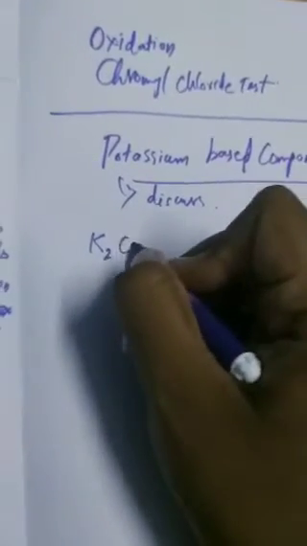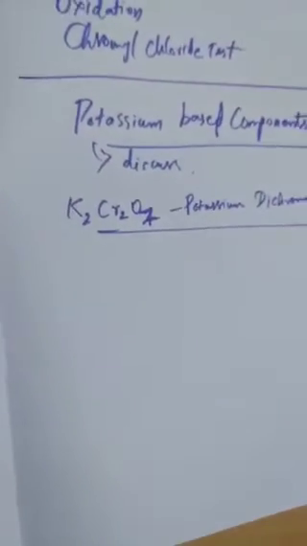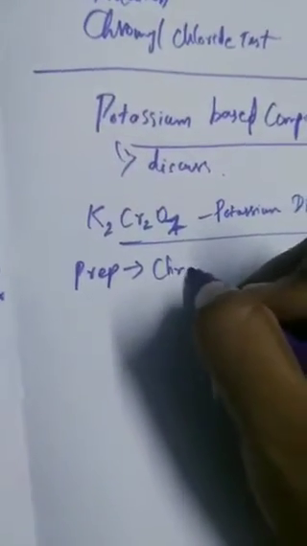First one is potassium dichromate. Potassium dichromate. So we are going to see the properties of potassium dichromate. How are we going to prepare potassium dichromate? Potassium dichromate can be prepared from chromate ore.